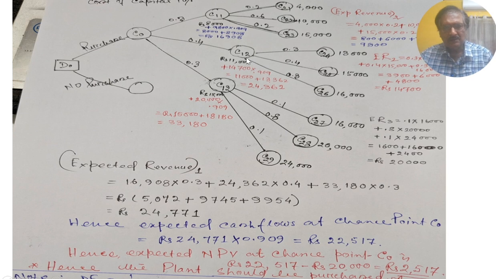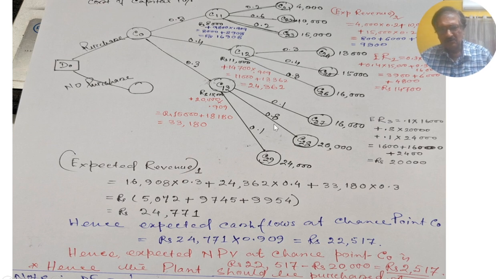Then what will be the present value at this point? That means you have to multiply 14,700 into 0.909. This is the discount factor for 1 year, because we are going back for 1 year. The total cash inflows at this position will be 24,362.